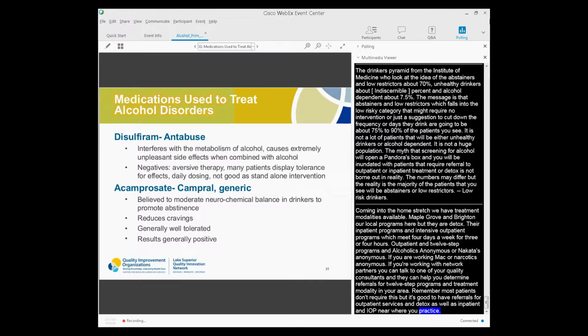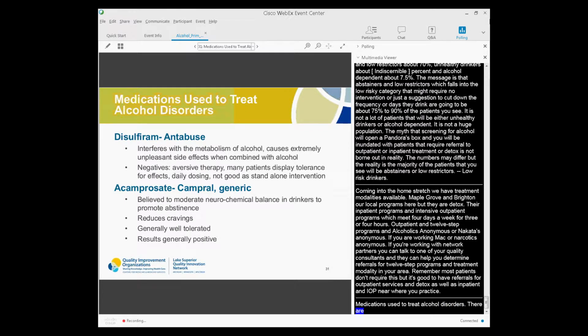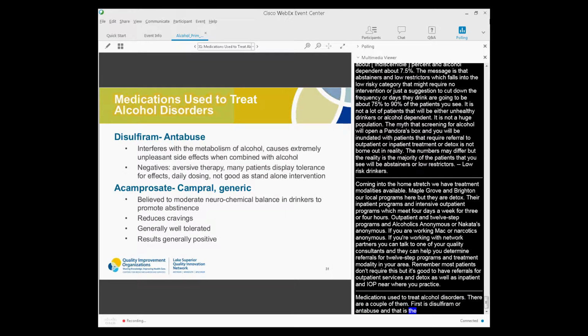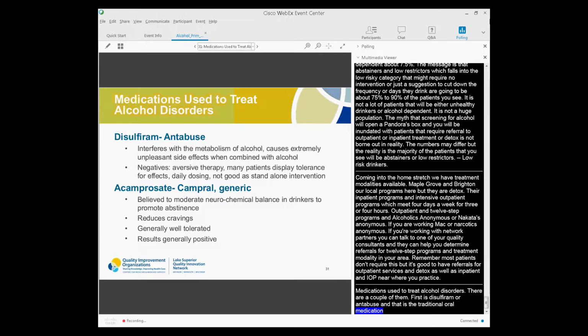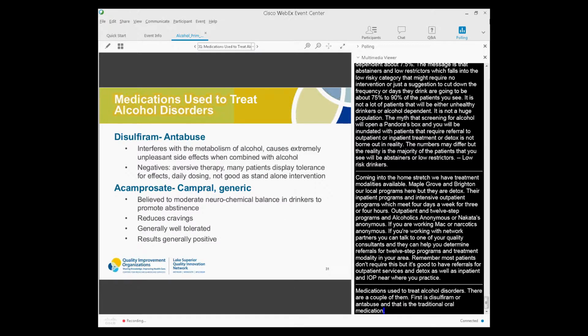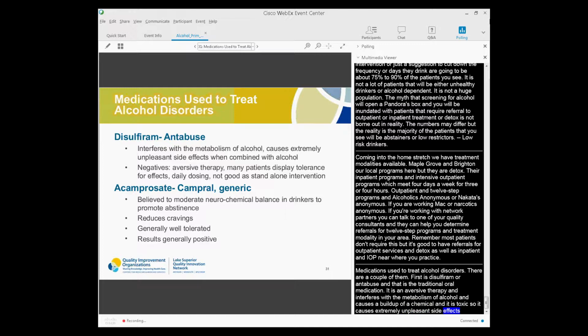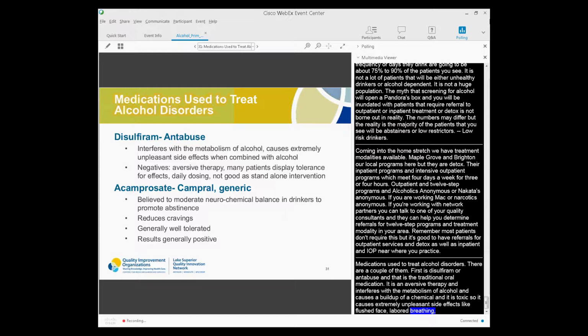Okay, so medications used to treat alcohol disorders. There's a couple of them. First is disulfiram or Antabuse, and that's the traditional old school medication. It is an aversive therapy. It interferes with the metabolism of alcohol. So what it does is it causes a buildup of a chemical called acetaldehyde, and acetaldehyde is toxic, so it causes extremely unpleasant side effects like flushed face, labored breathing, itchy skin, sweating, dysphoria, anxiety, that type of thing.